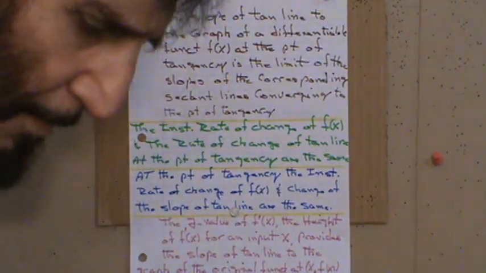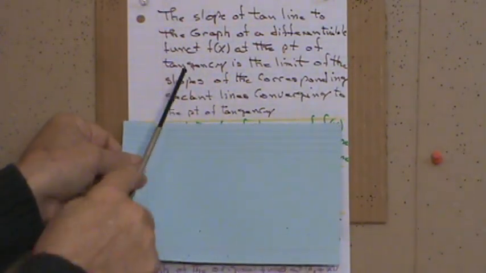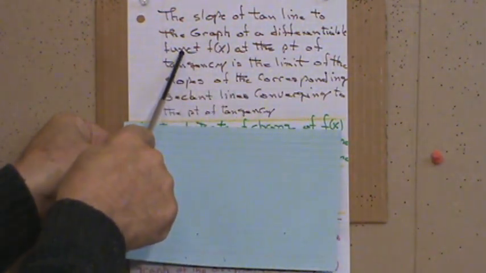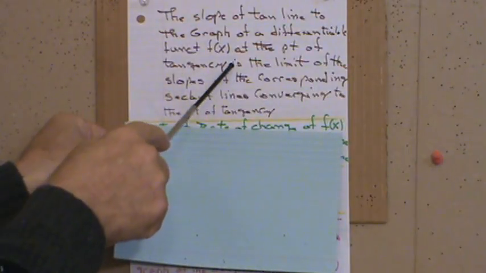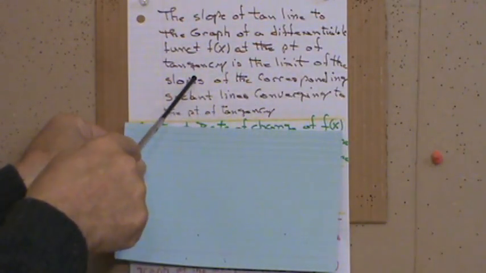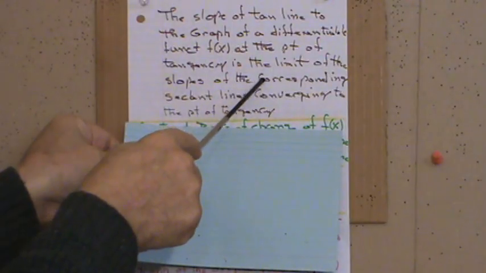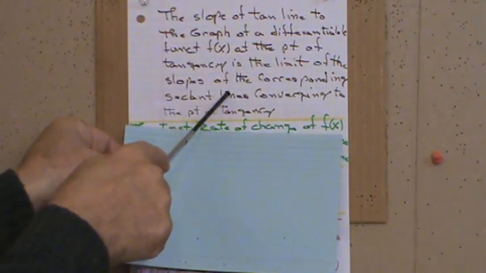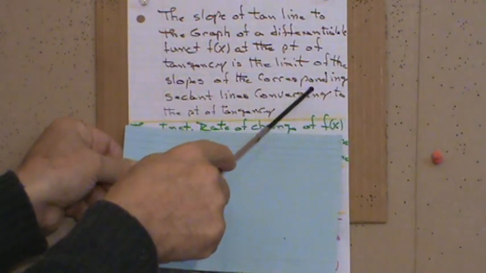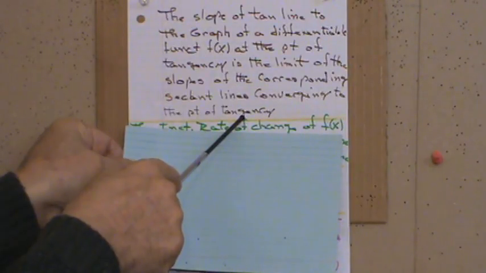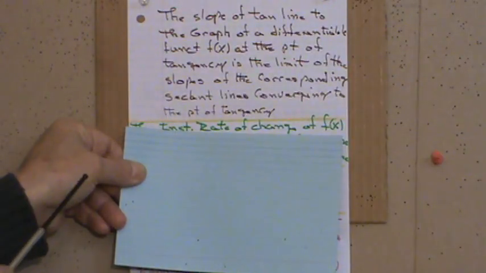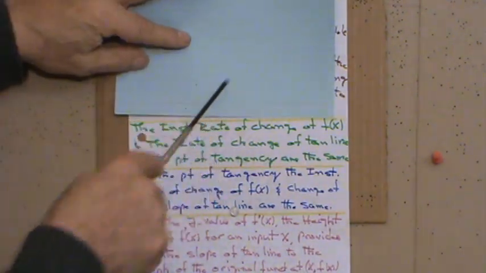Okay, now let me cover that one and go over it. I'm reading it again. The slope of the tangent line to the graph of a differentiable function f of x at the point of tangency is the limit of the slopes of the corresponding secant lines converging to the point of tangency. I have repeated that from the previous one. It's just going over it one more time. You follow that?